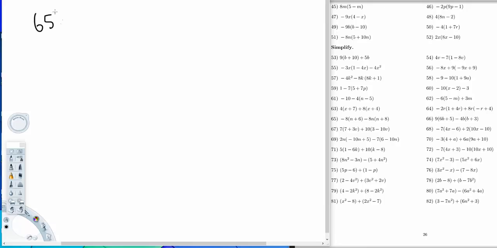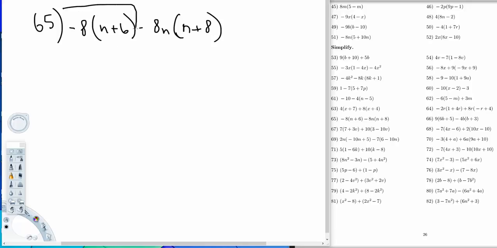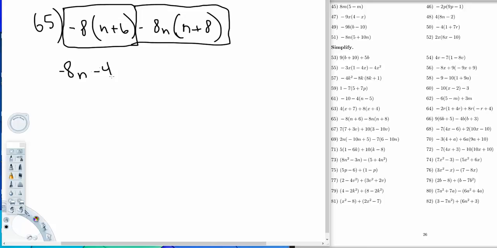65 now. 65, minus 8n plus 6, multiplied by minus 8n plus 8. Is that right? Yes. Once again, let's draw a big box here. Another big box here. That'll help do the problem. Minus 8 times n, minus 8n, minus 8 times positive 6. A negative times a positive is a negative, negative 48.